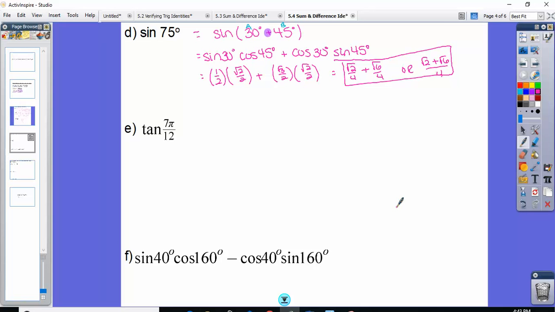Okay, E. 7 pi over 12. So again, change this into degrees. So we have to multiply times 180 over pi. Pi's drop. And we get 105 degrees. So I'm finding the tangent of 105 degrees.